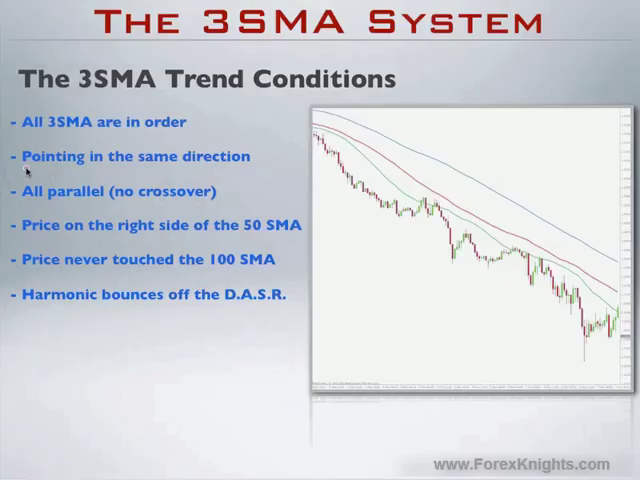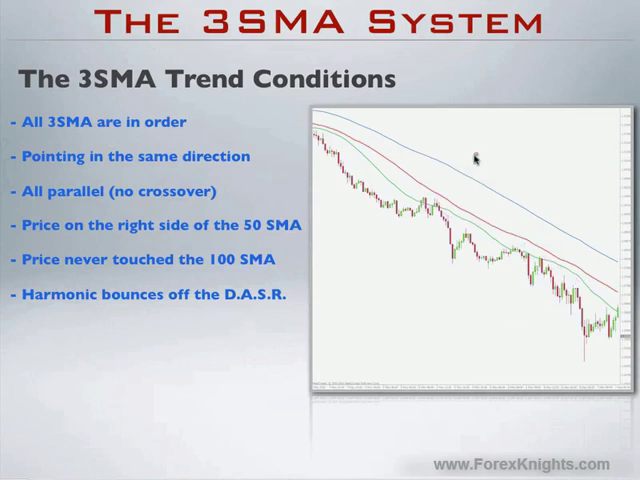Second condition: all of them have to be pointing in the same direction. Now let's go back to our screenshot. As we can see, all these moving averages are pointing down. The 100 is certainly pointing down all along, the 50 is also pointing down all along, and the 30, well, pretty much the same thing. They are all pointing down, right?